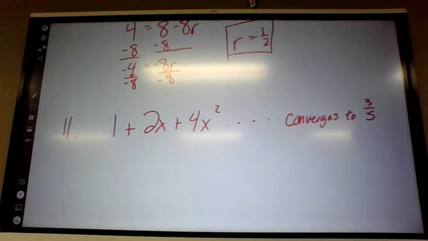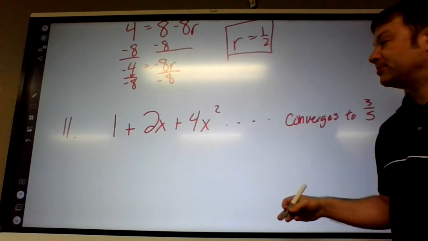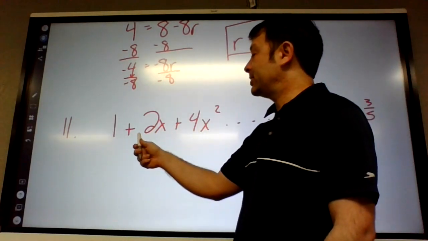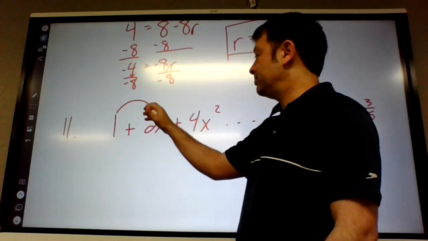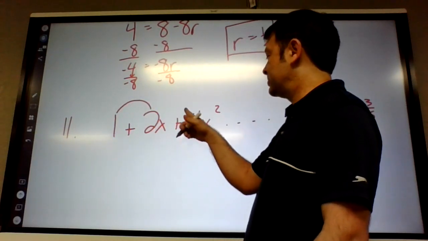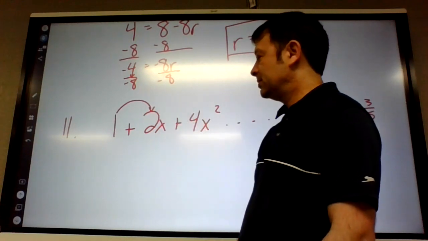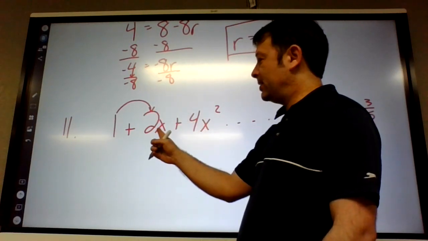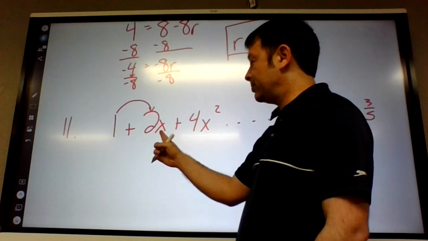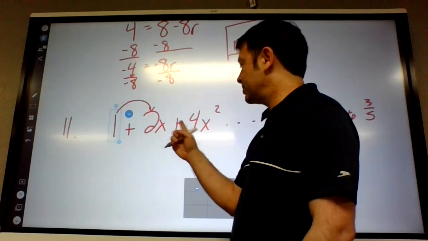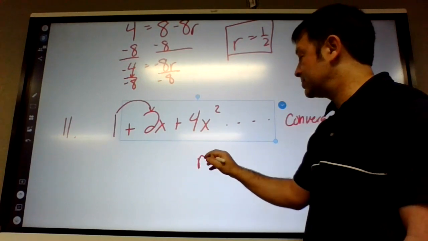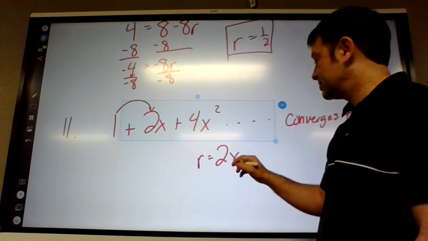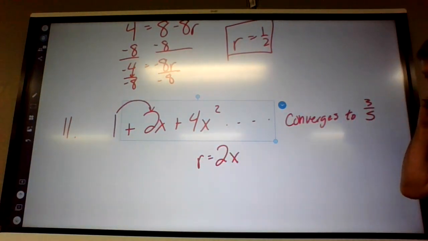All right. It's actually kind of like the last one, but a little bit weird. What's the common ratio? What do we multiply this by to turn it into that? 2x, right? And remember, you can always do what's this divided by this. And the answer is 2x. So the common ratio is 2x, and they're telling us it converges to 3/5.